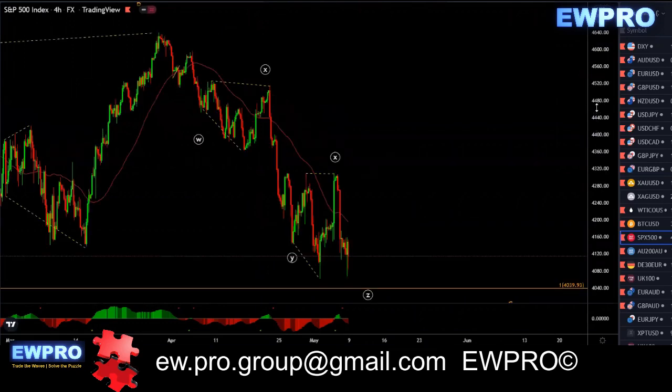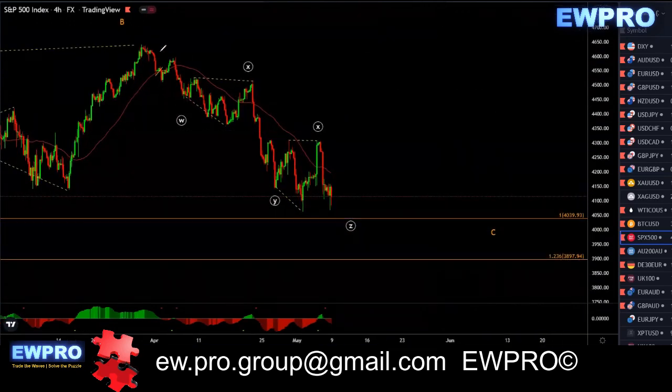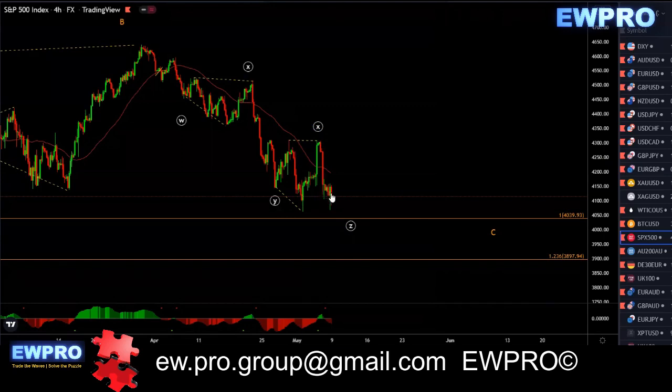So on the H4, we're looking at the impulsive structure in here. So we got a W, X, Y, X2. We're looking for that Z down. Then you can draw your trend line, wait for the break, correction, and then you just be looking for that 50 fib retrace for possibly more downside. Yeah, so there's not much to do. We've already got that wave Z down.